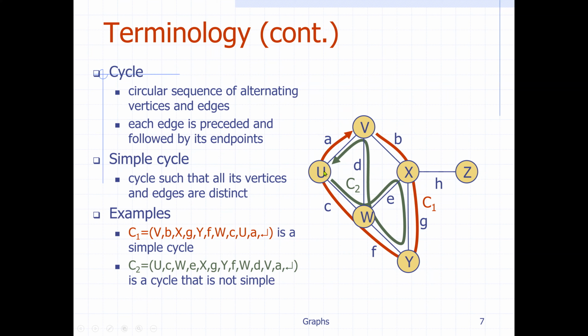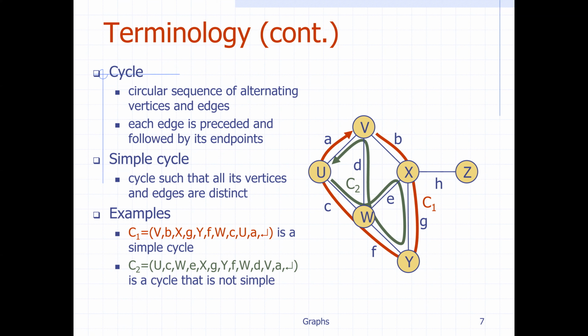Now we also have C2, where we are starting from U. So we start from U to C to W and to E to X, then G to Y. Then we go to F. F is the edge to W. Now we went through W twice already. Then we go to D and come back to E. So this is not a simple circle because the vertices are again not distinct.